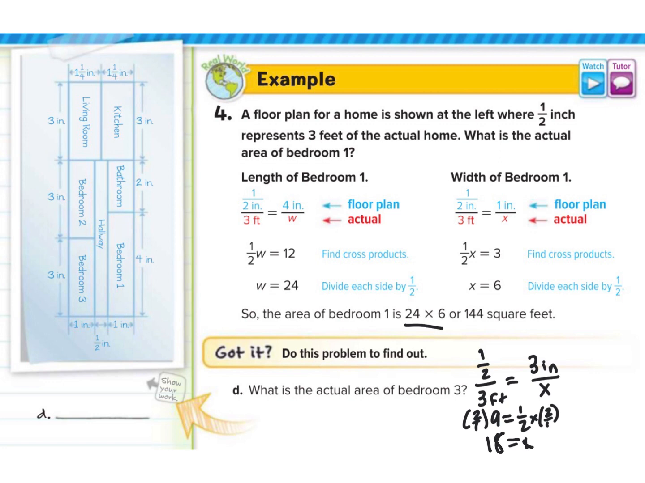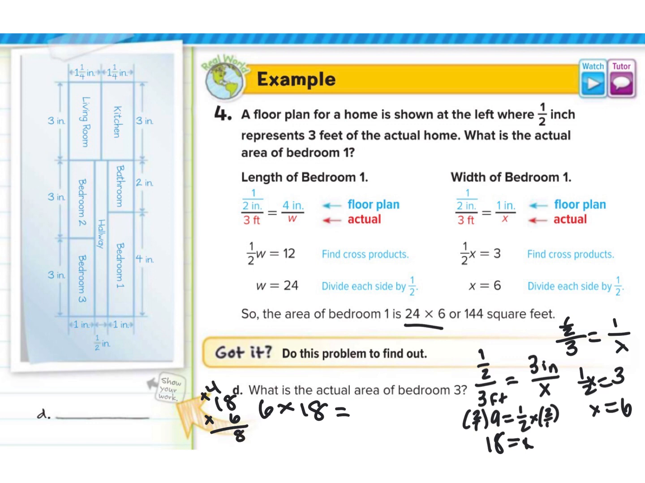And now the width of bedroom 3, we want to start out again with 1/2 over 3 equals 1/x. Cross multiply, 1/2 x equals 3. Multiply by 2/1 to get 6. And so the area of bedroom 3 is 6 times 18, which would equal 108 square feet.